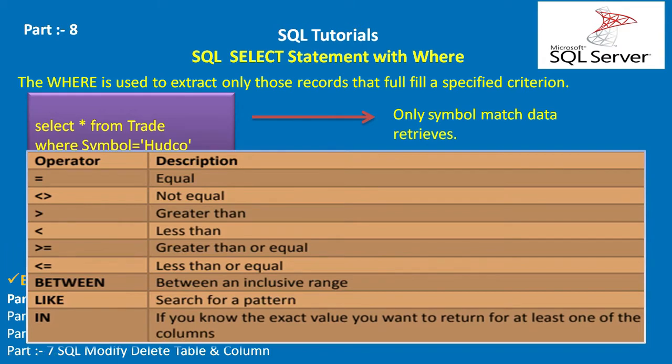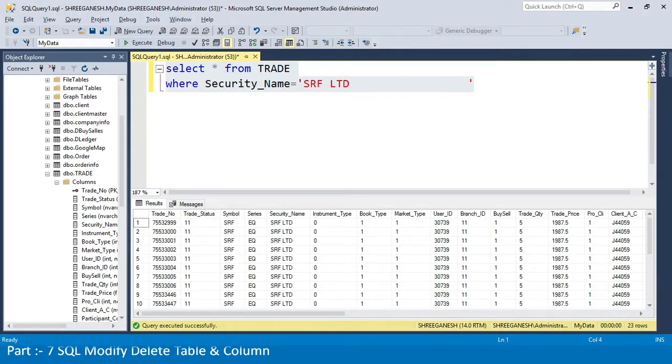And here are the operators used in the where clause: equal, not equal, greater than, less than, between, like, in. Now if we don't want SRF data, simply change the operator and we get output without SRF. Now here is no SRF in our view.